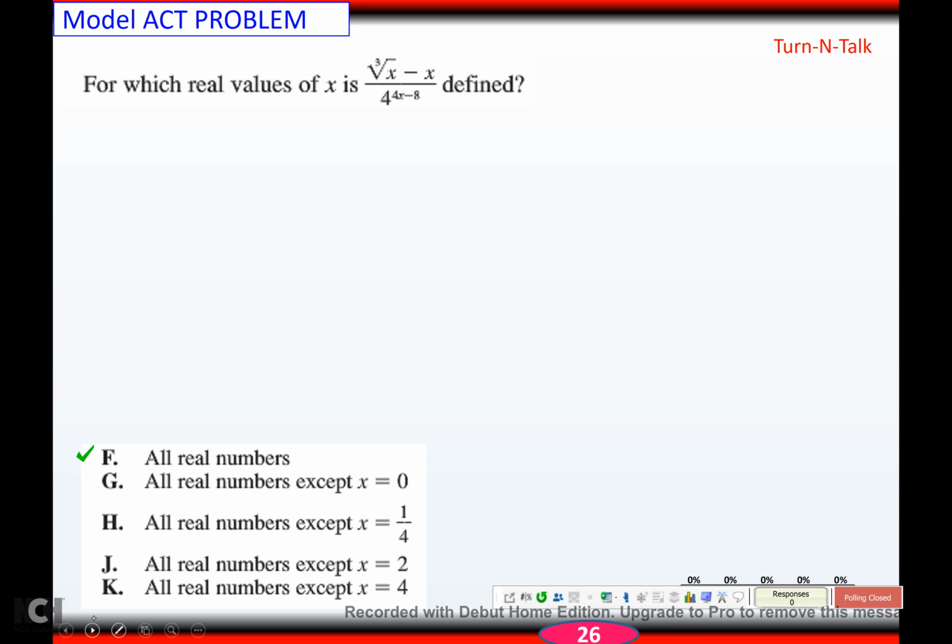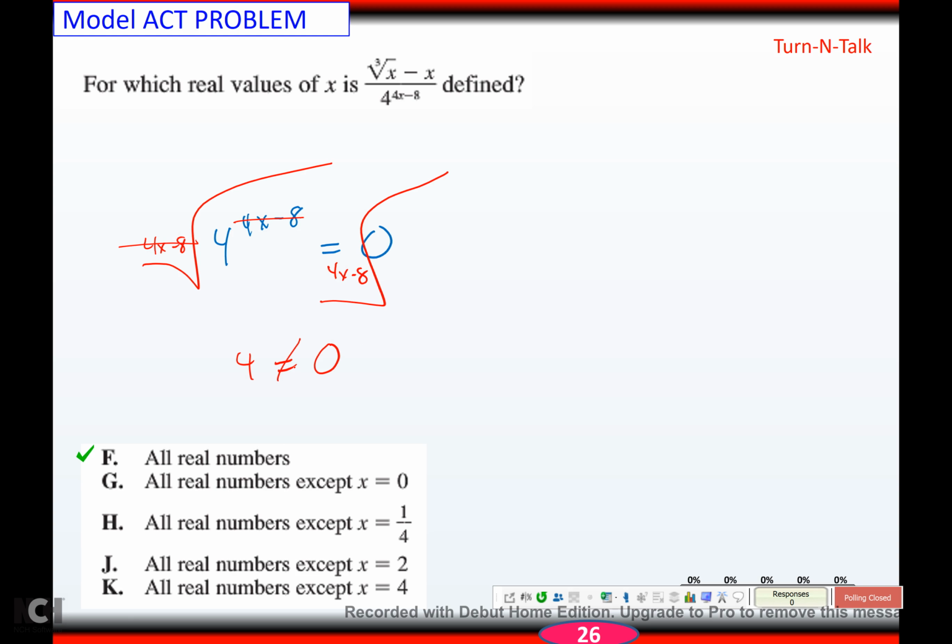Okay, it says for which real values of x is this function defined? Well, it's not defined when the denominator equals 0. So if I try to get x alone in this denominator, you've got a couple of choices here. This is 4 to the 4x minus 8 power. I can take the 4x minus 8 root, which you really couldn't do without knowing what x is. But at any rate, technically, that cancels, and I get any root of 0 is 0.